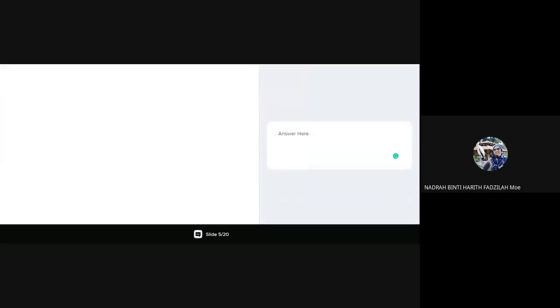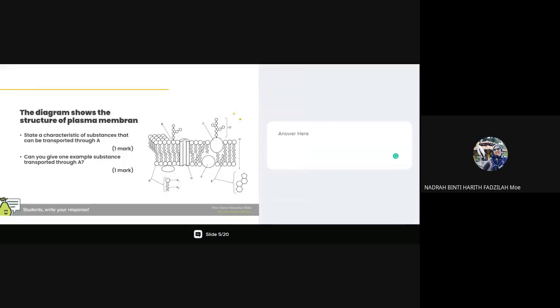Okay, this question is about understanding the structure of plasma membrane and the types of structure that can diffuse through it. So take a look at the first question. What is the characteristic of substance that can be transported through A? Cuba tengok struktur A tu apa. Can you give one example of substance that can be transported through A?